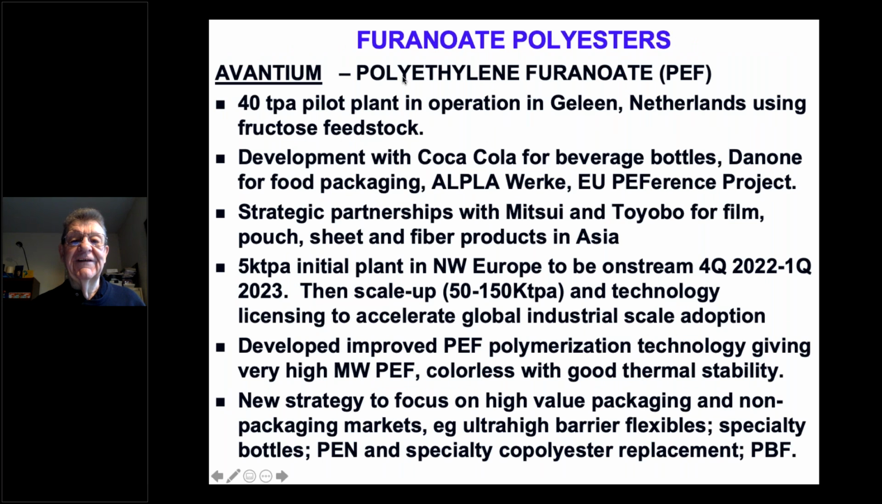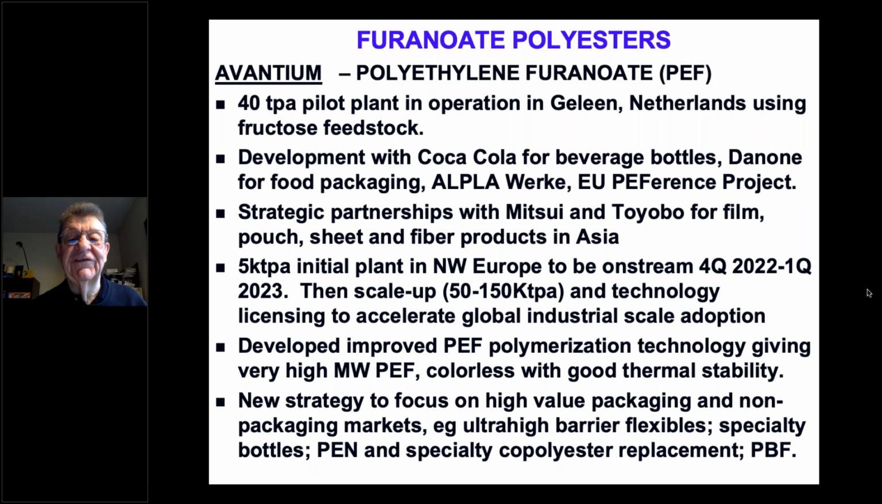So Avantium right now, they have a pilot plant in the Netherlands. They're working with Coca-Cola and Danone on packaging, with Alpaworks on molding. They have partnerships with Mitsui and Toyobo, and they're part of the EU PREFER project, with the aim of which is to use furan dicarboxylic acid for a wide variety of different polymers.